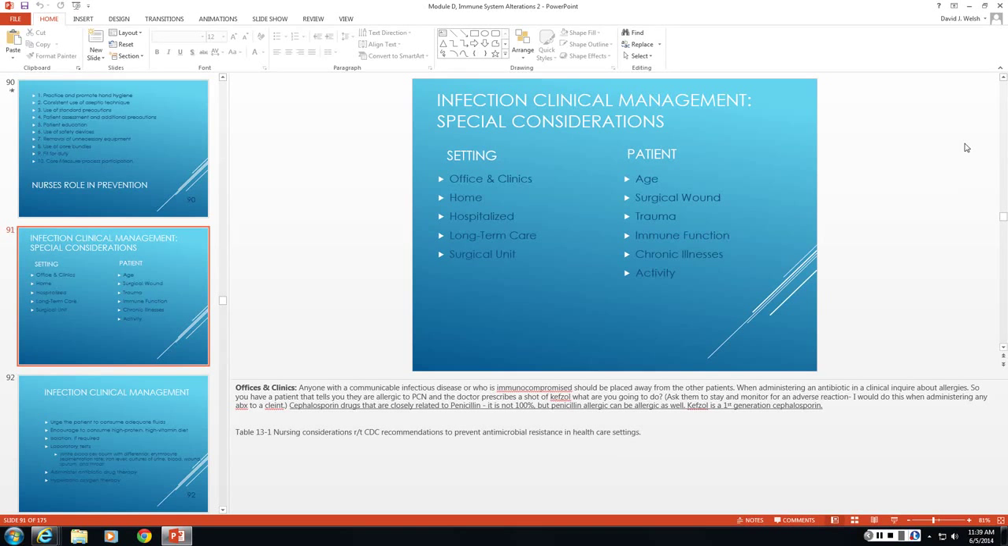You want to look at their home setting, hospital setting, take into consideration infection control, long-term care, surgical unit. You have to look at other things that can affect that. So their age, do they have a surgical wound or trauma? How is their immune function? What kind of chronic illnesses do they have? And what kind of activities do they participate in? All these things can affect.